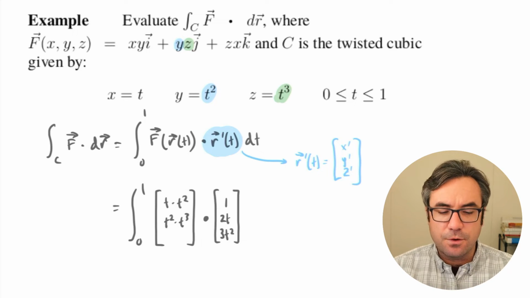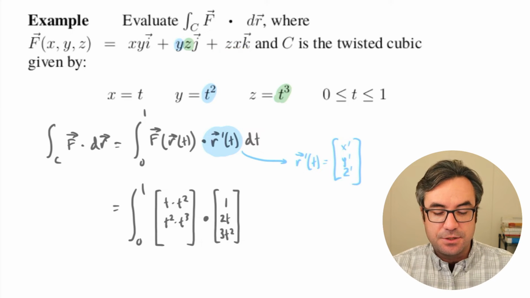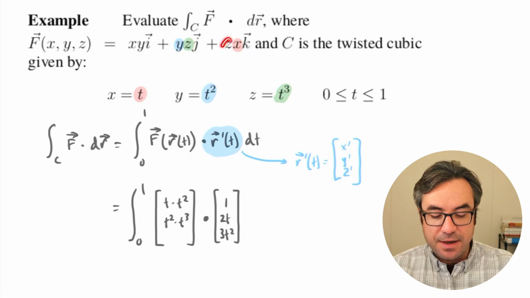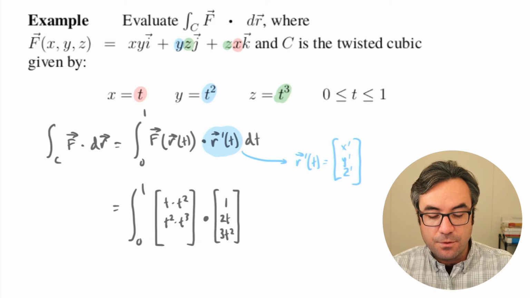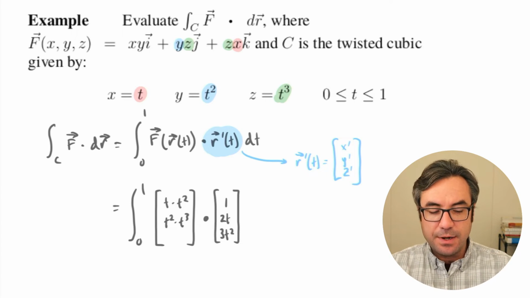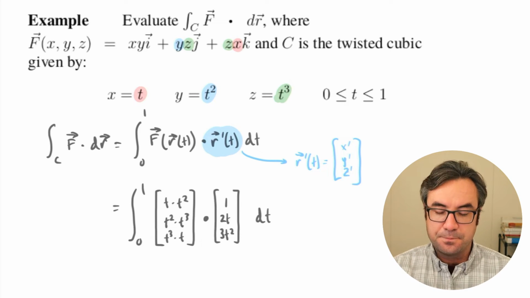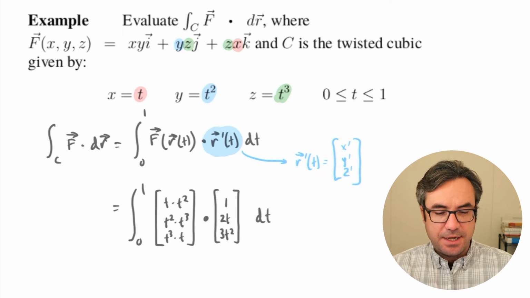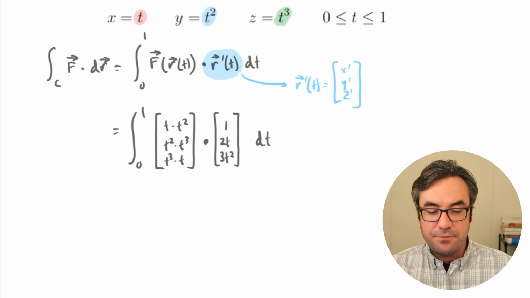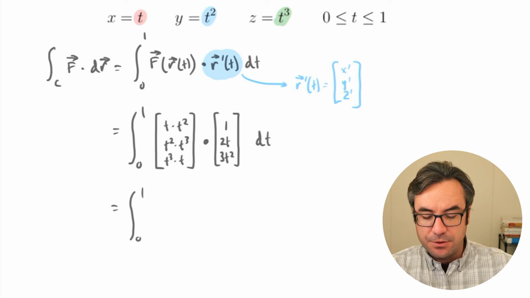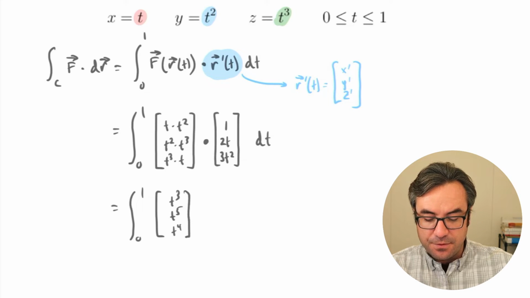And then we do the same thing for the last component, z times x. My x here is t, so I'll fill that in, and my z value here is t cubed, so I'll fill that in for the z component. So we get t cubed times t. All right, let's simplify all this and then calculate the dot product. If we do all the multiplication here, we end up with the integral from 0 to 1 of t cubed, t to the 5th, and then t to the 4th.